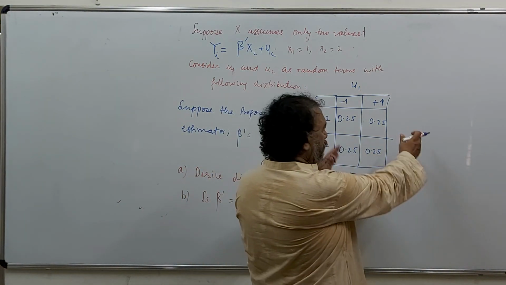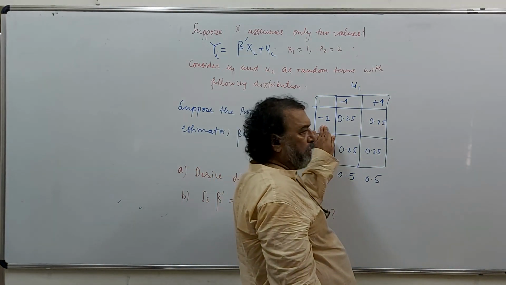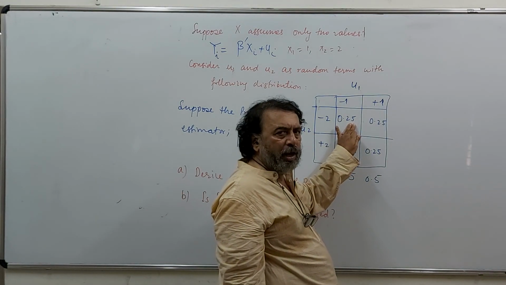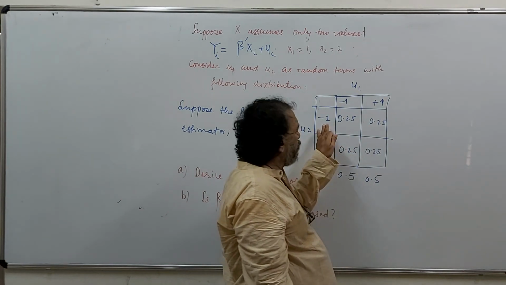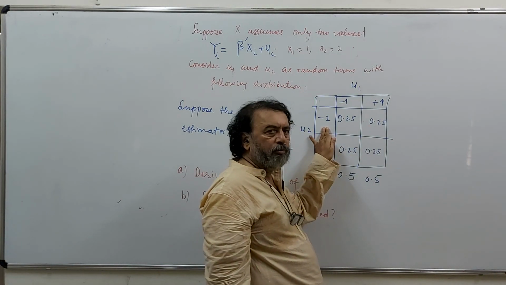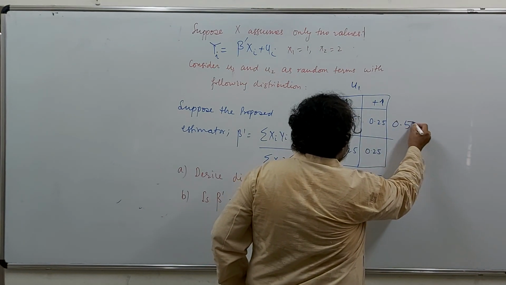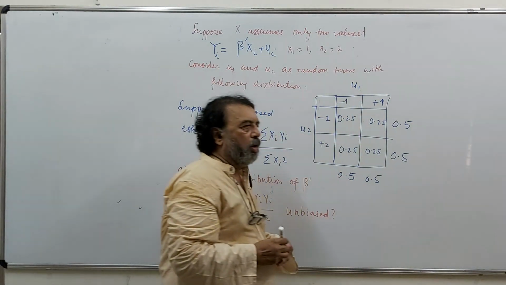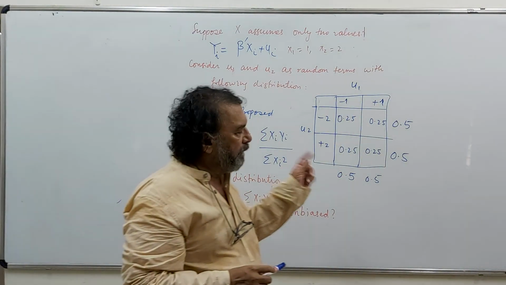Similarly, we can also think of the marginal distribution of u2. u2 can take minus 2 as value, but associated with that would be a u1 value of either minus 1 or plus 1. Both these taken together, the total probability of u2 taking value minus 2 is the sum of these two, that is 0.5, and the same argument holds for plus 2, 0.5. So we have got the marginal distributions of these error terms.